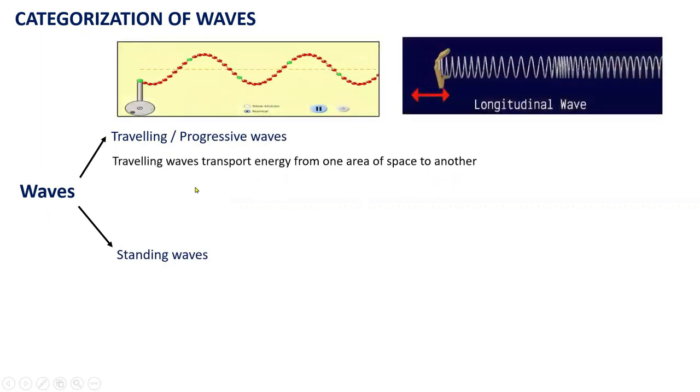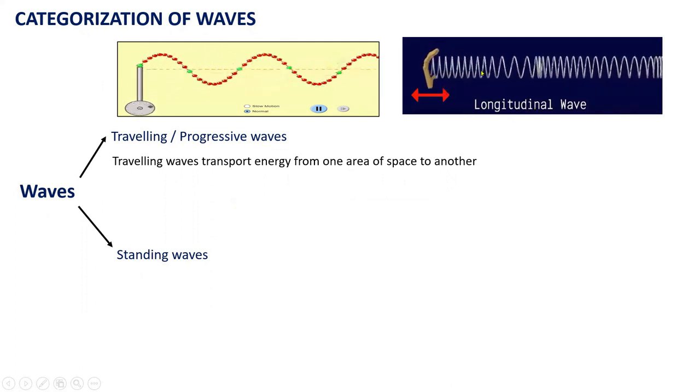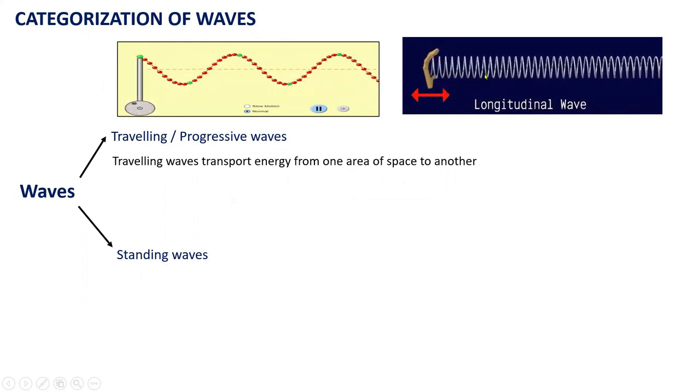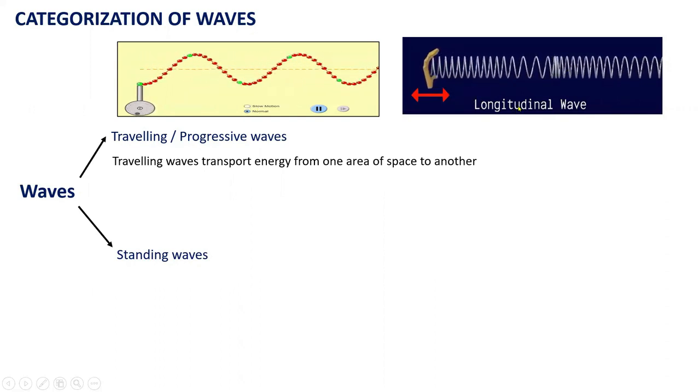And just have a look at these two animations. This is basically a transverse wave, which is transferring kinetic energy from left to right. Similarly, this is a longitudinal wave. The direction of the particle oscillation is different, but kinetic energy is being transferred from left to right, right? So transverse as well as longitudinal waves are a part of traveling waves only.